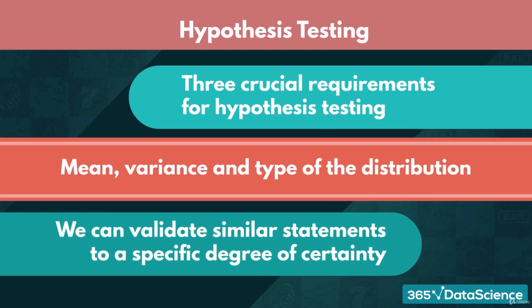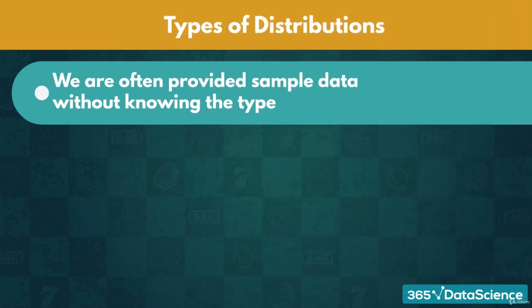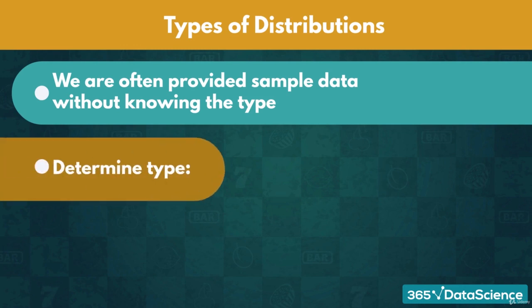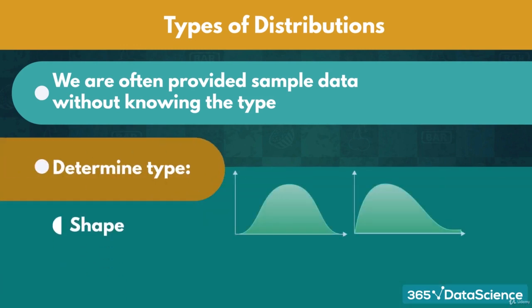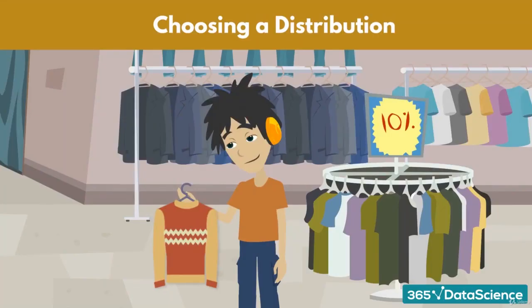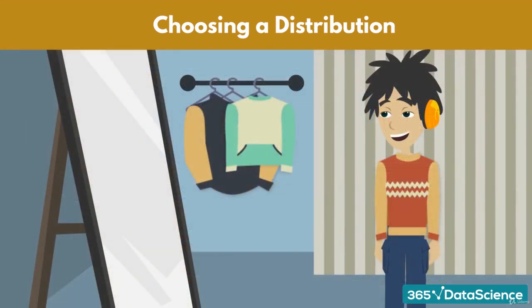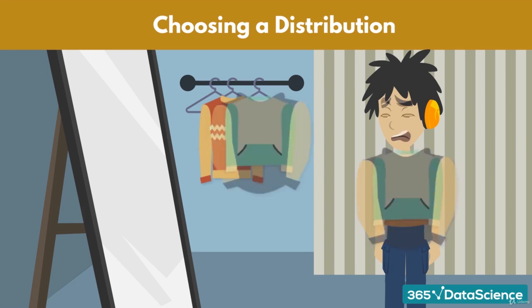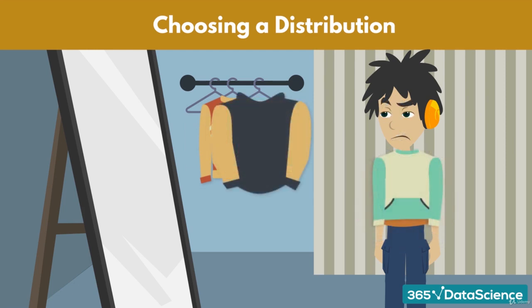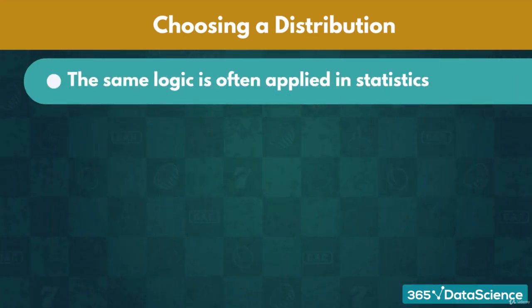All right, in the field of statistics, we are often provided some sample data without explicitly being told what type of distribution it follows. We usually determine that on our own, based on the shape of the curve and certain characteristics of the data. Just like when we are buying a new sweater, we might think one of them is a good match, but we can't be sure until we test it. Sometimes we find exactly what we're looking for, but other times we go for the closest match that we've got. The same logic is often applied in statistics.